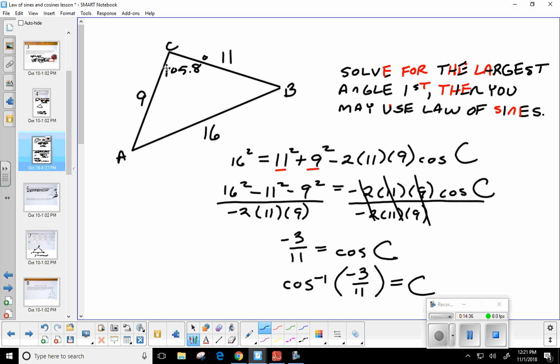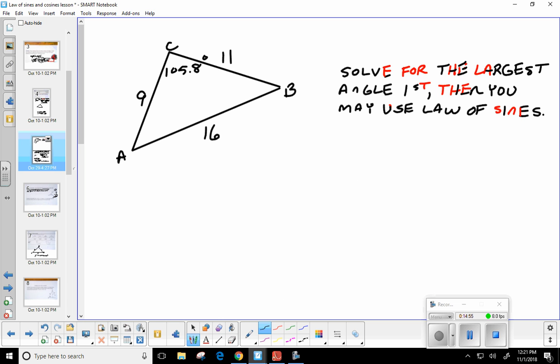Now, here's where you have a choice. Okay. What did I just give myself? You now have a pair. You can continue to choose to work with the law of cosines if you want to, or now that you have a pair, you could use the law of sines. What would you guys like to do? You want to go law of sines? Okay.